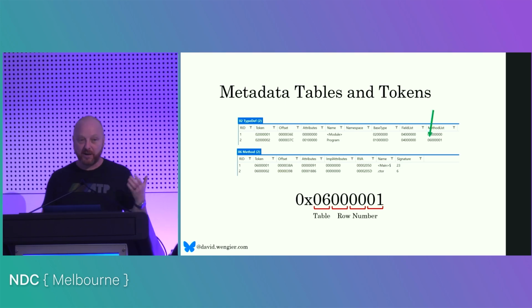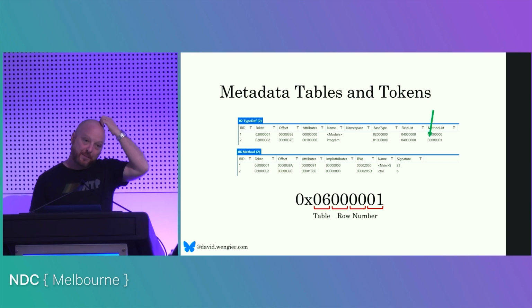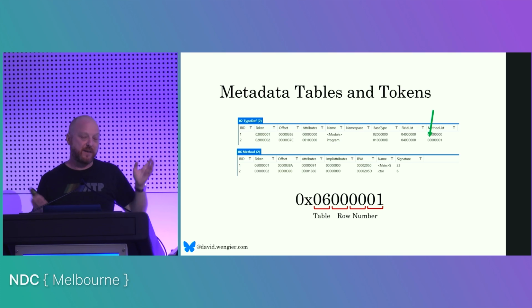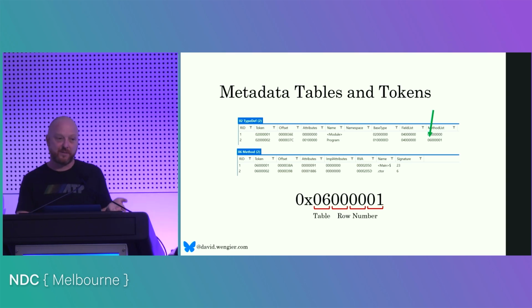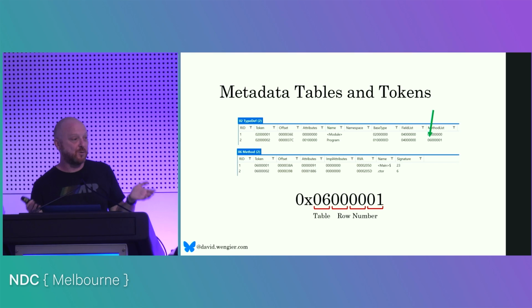So if we go back to this method list, right? Now, the column name here says method list. So this one's not a great example. There's better examples later. But this field points to another row in another table. And conveniently, it tells us what table it's pointing to, because of the first byte of this token. So it says, my method list is in 06. Well, it turns out all methods are in 06, so that one's a bad example, as I said.